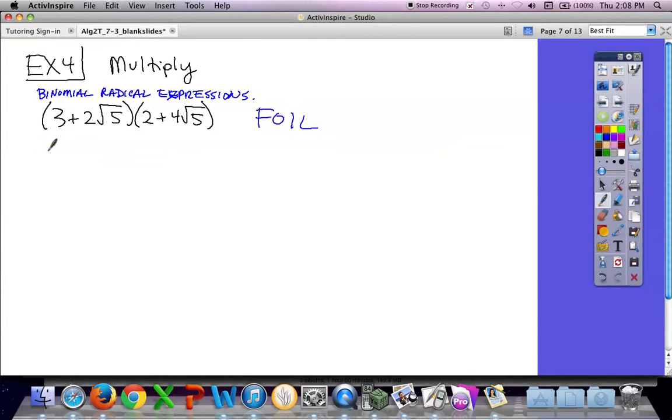So the first terms will be 3 times 2. Then it'll be 3 times 4 square root of 5, which I'll just write like this, simplifying the next step. 2 times 2 root 5 is 2 times 2 root 5. And then the last, 2 root 5 times 4 root 5.